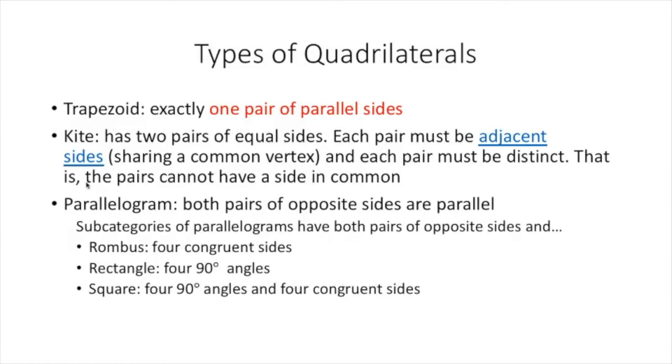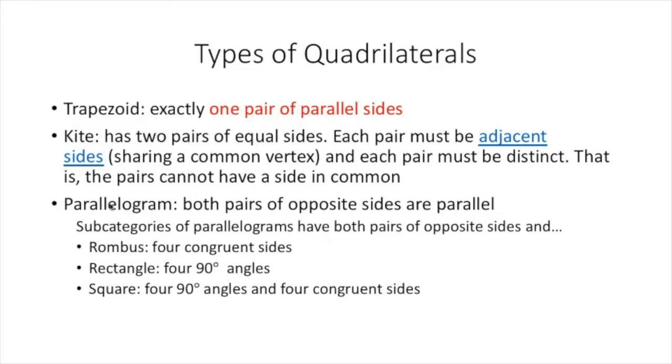So parallelograms is another type of those, and we have opposite sides are going to be parallel to each other. That's where the name comes from. Both pairs of opposite sides are parallel. And then subcategories of those, you'd have a rhombus. So you're going to have opposite sides parallel, and they're all four going to be the same length.